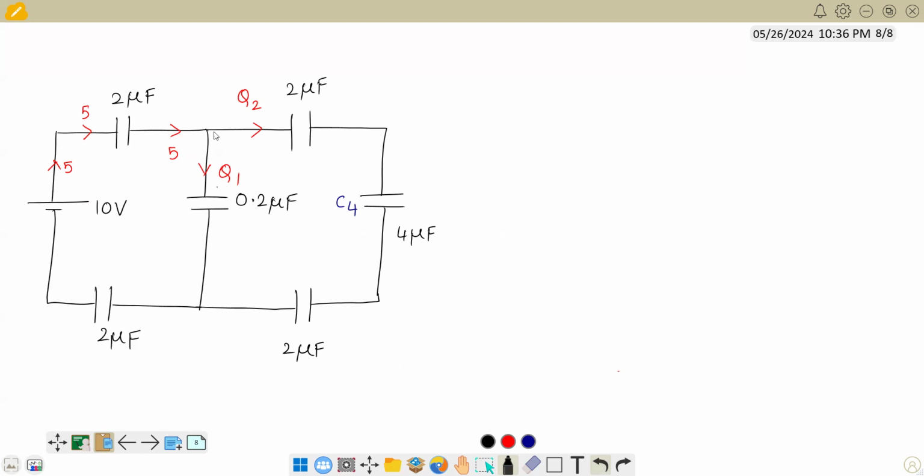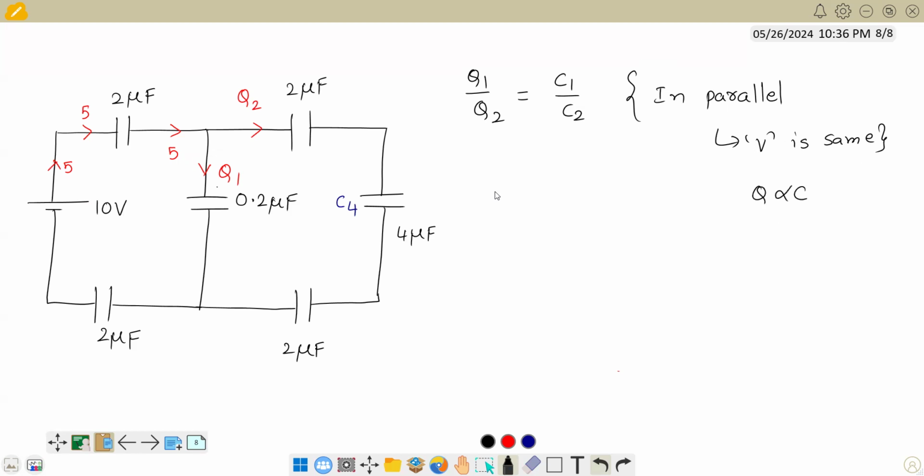Since these two are in parallel, we can see this 0.2 microfarad and this entire thing are in parallel. Since these are in parallel, we can say Q1 by Q2 equals C1 by C2. That means it is directly proportional. We know in parallel connections, V is the same. Since V is the same, Q is proportional to C. So Q1 by Q2 is the capacitance for this 0.2 over this entire capacitance, which we already calculated as 0.8. So it would be 1 by 4.